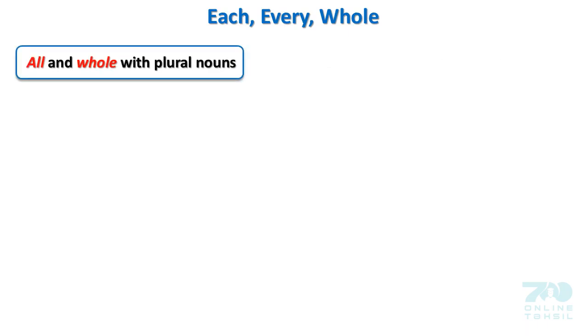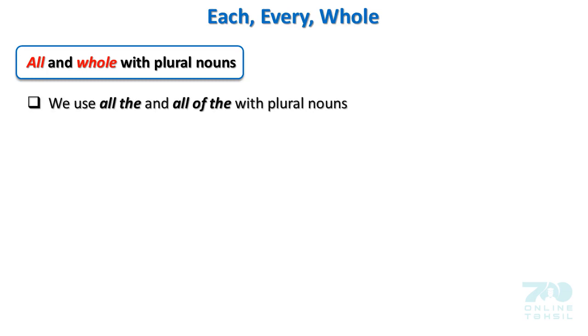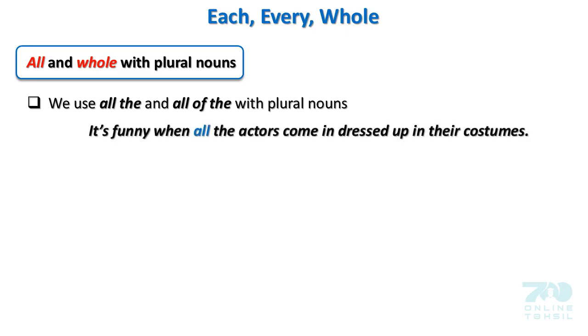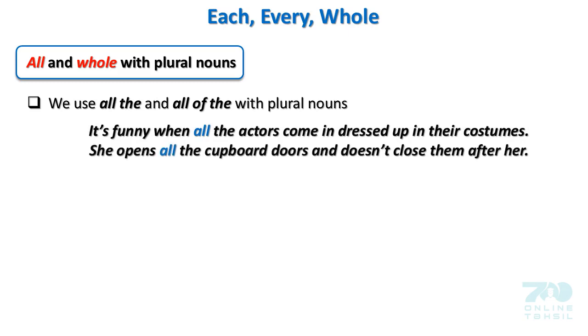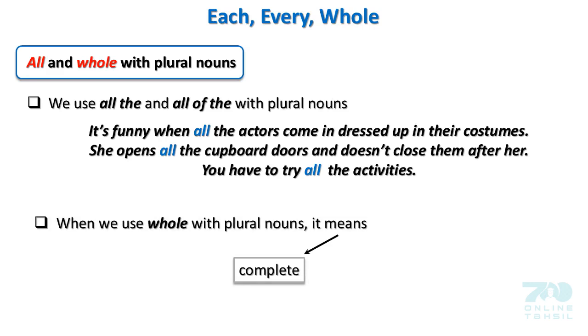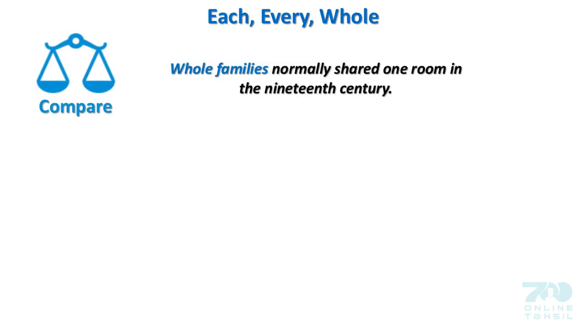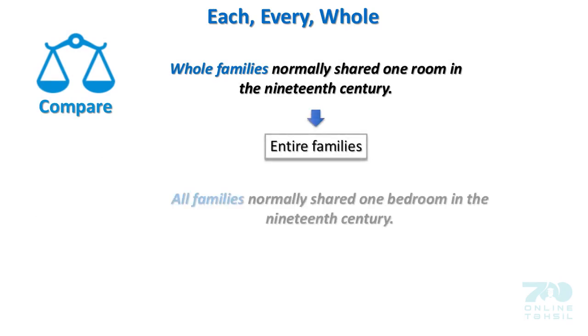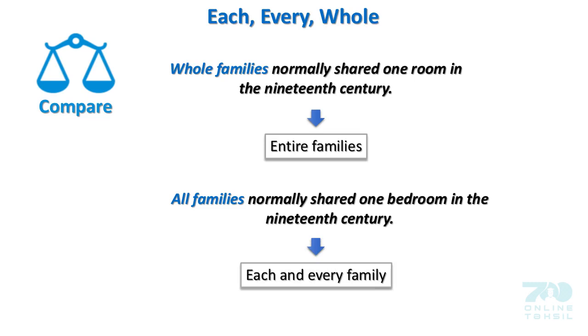All and whole with plural nouns. We usually use all there and all of there with plural nouns. It is funny when all the actors come in dressed up in their costumes. She opened all the cupboard doors and doesn't close them after her. You have to try all the activities. When we use whole with plural nouns, it means complete or entire. Compare. Whole families normally shared one room in the 19th century. Entire families. All families normally shared one bedroom in the 19th century. Each and every family.